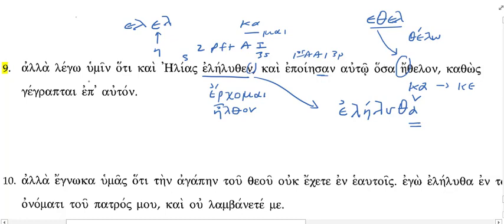Kathos, just as. And then here's another reduplicated form, gegraptai. So how would we parse this? It's perfect because of reduplication, but it's not active because of the tai, right? So middle or passive, indicative. Tai is third singular. So just as it has been graphoed, it has been written. Ep auton, about him. All right, so that's our translation.